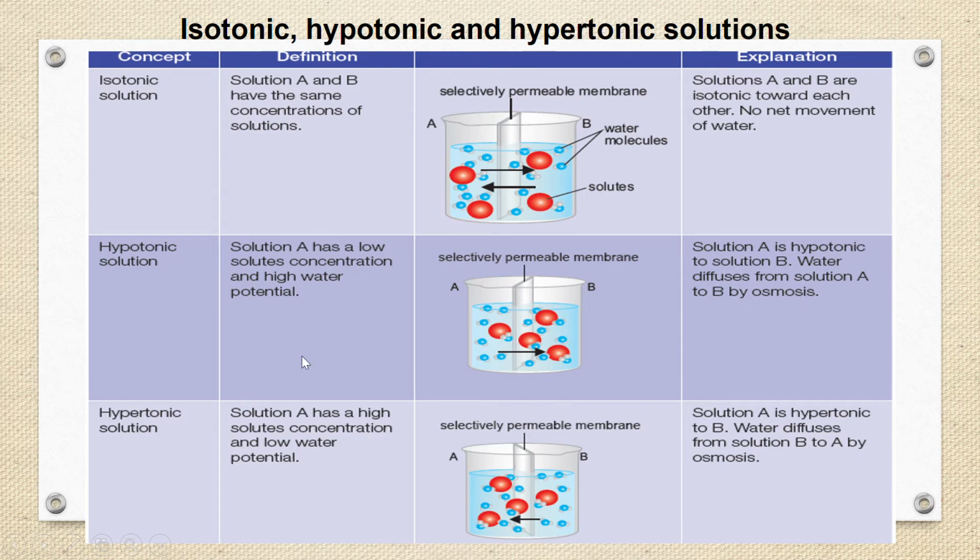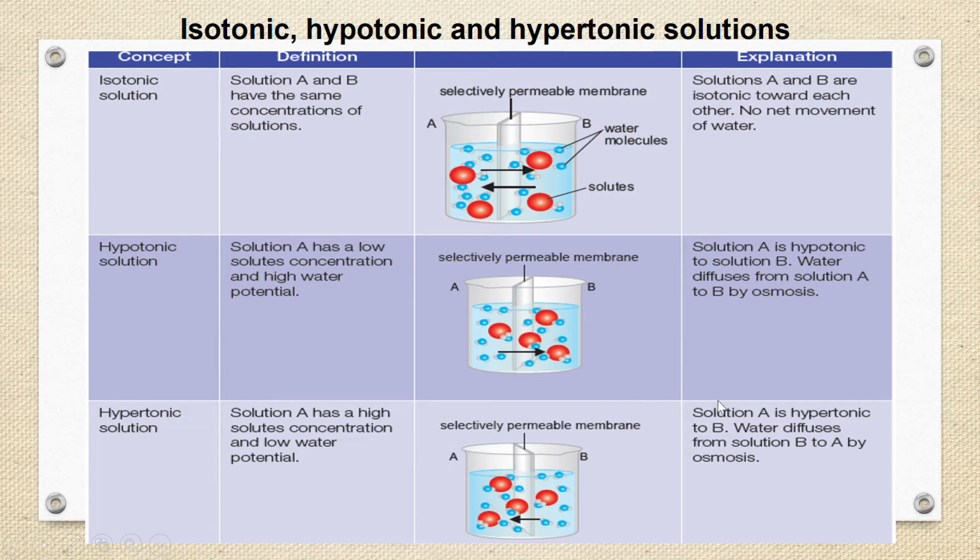Okay, so the third solution is hypertonic solution. Hypertonic, so that means high solutes concentration. Okay, you can see right here in the picture, and having low water potential. And osmosis tells us that water will diffuse from region of high water potential, in this case that is B, to a region of lower water potential, and in this case is solution A.